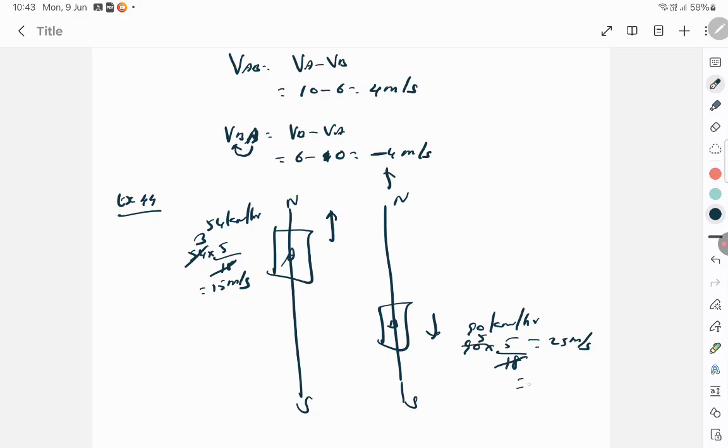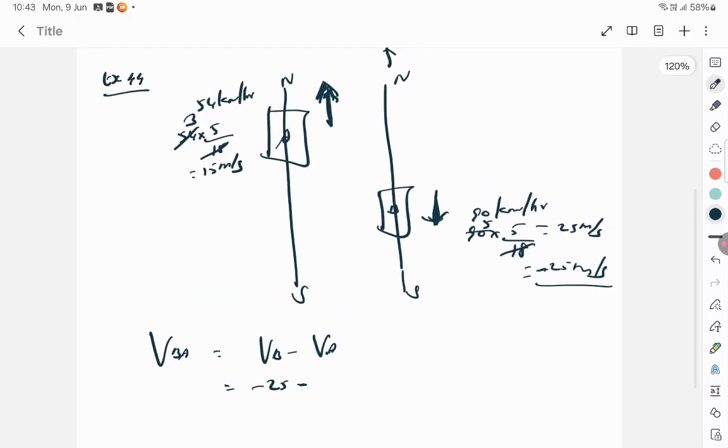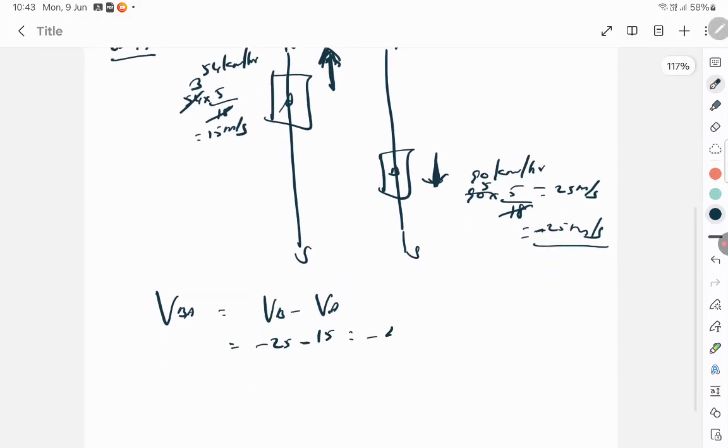But I would write it as minus 25 meter per second without forgetting, because if A is going to be taken as positive velocity, B's velocity should be taken as negative because the direction is reversed. So thus you know A and B's velocity. What is the relative velocity of B with respect to A? It is VB minus VA. As you know, VB is minus 25, minus VA which is positive, just 15. So the answer is minus 40 meter per second.